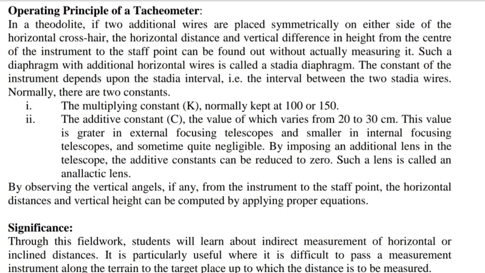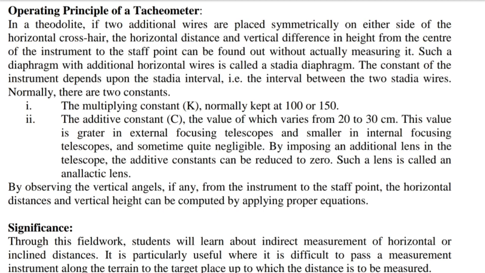Operating principle of a tacheometer. In a theodolite, if two additional wires are placed symmetrically on either side of the horizontal crosshair, the horizontal distance or vertical difference in height from the center of the instrument to the staff point can be found out without actually measuring it. Such a diaphragm with additional horizontal wires is called a stadia diaphragm. The constant of the instrument depends upon the stadia interval, that is the interval between two stadia wires. Normally there are two constants.